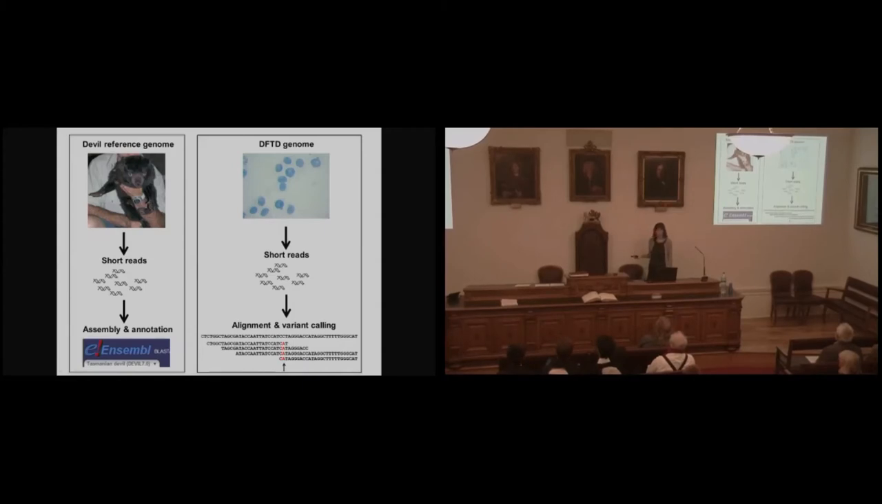And then the exciting part is to find out where the mutations are, what's the difference between the normal and the cancer. So here, for instance, we have a C in the reference, and then we have an A over here in the cancer, so potentially it's a cancer mutation. So basically what we did was kind of go through the DFTD genome and search for mutations using this method.